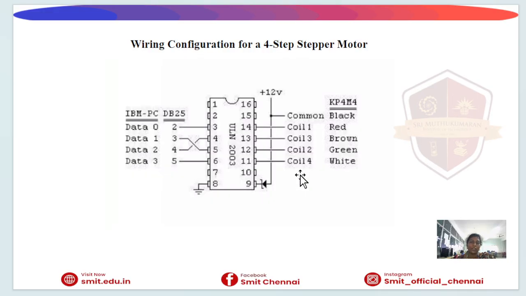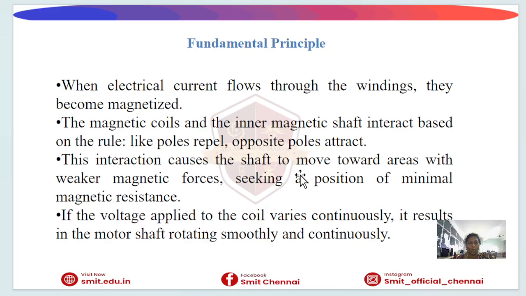The fundamental principle is that the coil becomes an electromagnet: opposite poles attract and like poles repel. So the rotor moves towards the energized coil. By energizing the coils one after the other, the motor starts to rotate. This is the fundamental principle.